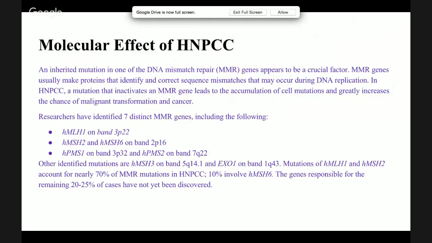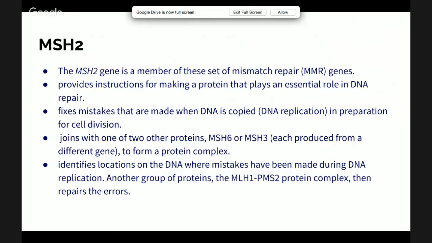Research in this field has identified 7 distinct MMR genes, which include MLH1, PMS1, but more specifically MSH2 and MSH6. And we will be focusing on MSH2 in this lab. So MSH2 is a gene, and it's a member of the set of MMR genes. It basically provides instructions for making a protein, and it plays an essential role in the repair of DNA. It fixes mistakes that are made when the DNA is replicating in preparation for cell division.